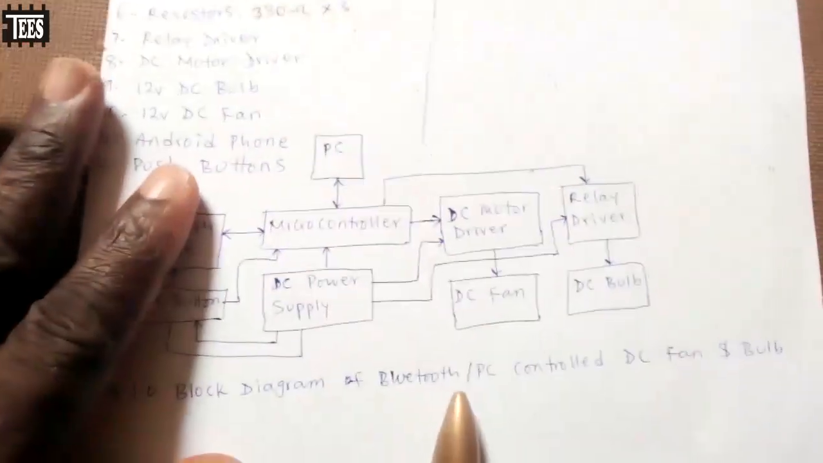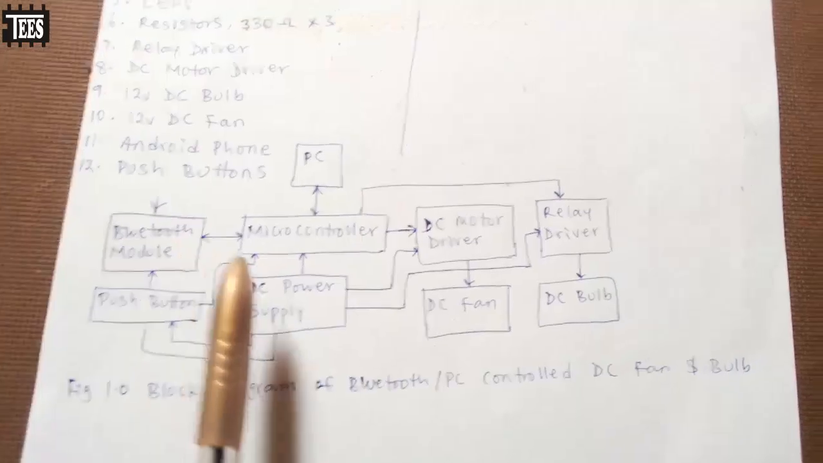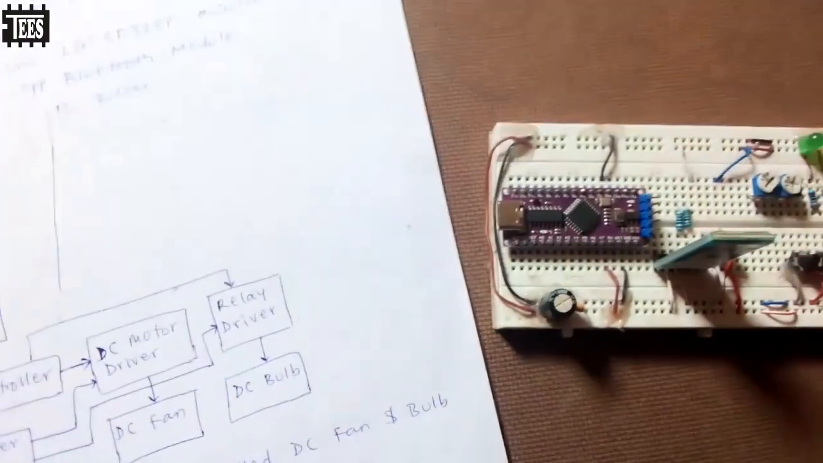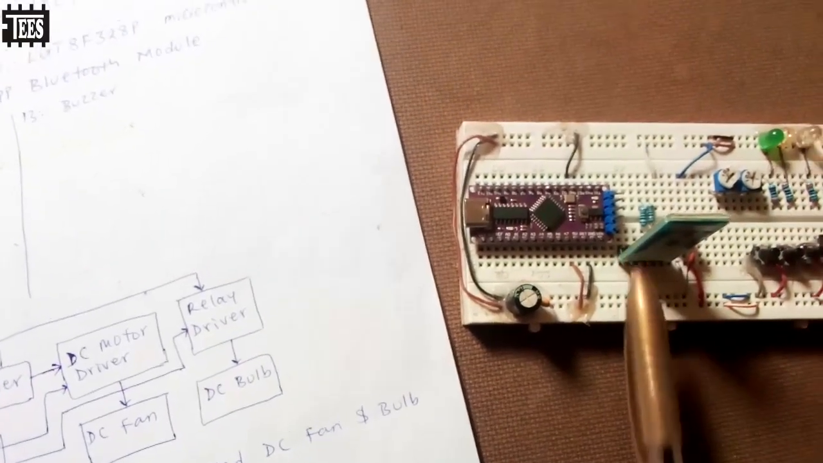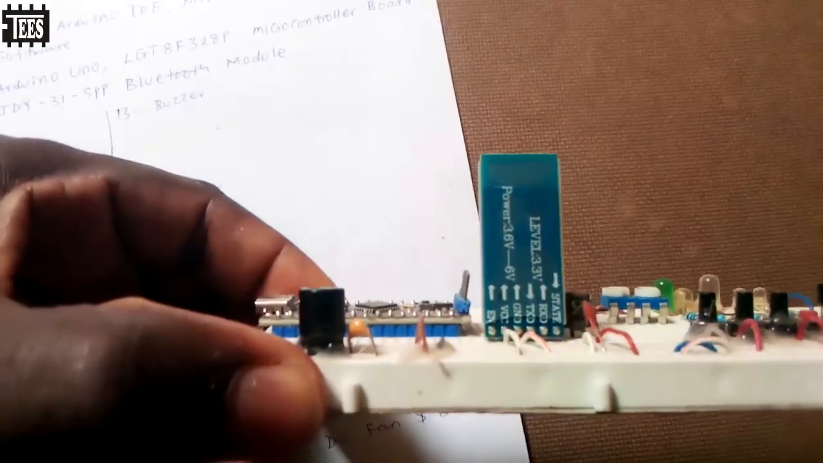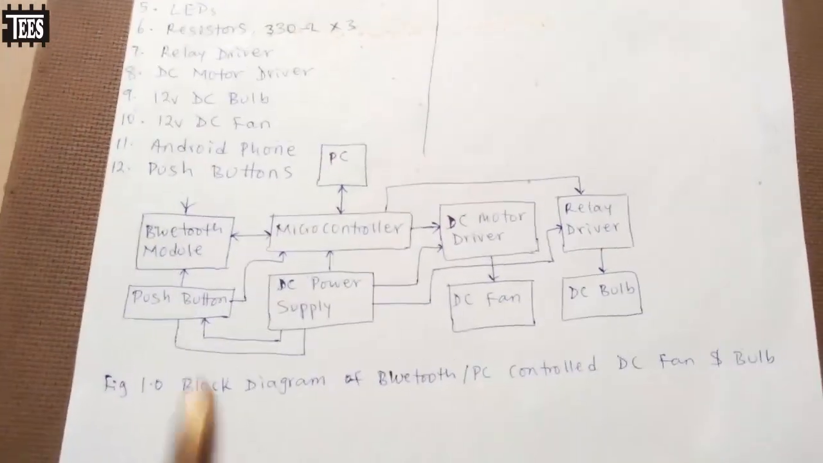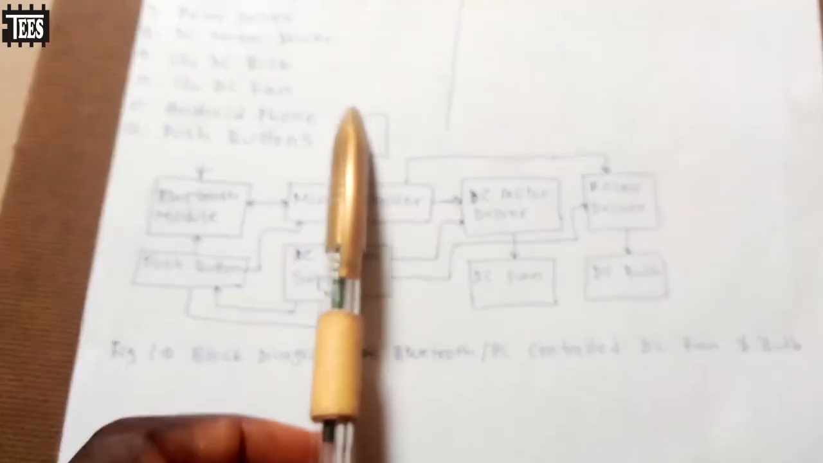Let's take a look at the block diagram of our design. Here we have our Bluetooth module. You can see my Bluetooth module here. Any Bluetooth module will do: HC-06, HC-05, you can use it. Then we have our push button. This is a microcontroller. This is our computer.